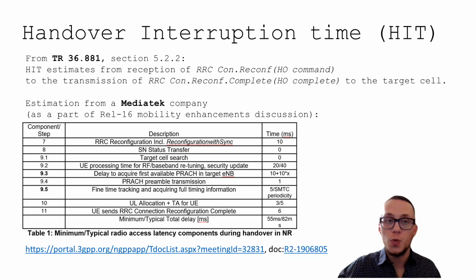I would also like to share with you some findings which I found in 3GPP. Actually, it is a part of a discussion about Release 16 mobility enhancements, and one of the companies, MediaTek, provided their own estimations, as far as I understand from a real network. We can see from that table that the main part of handover latency, even in 5G networks, even in the case of 5G user equipment, is the UE processing time for baseband retuning.